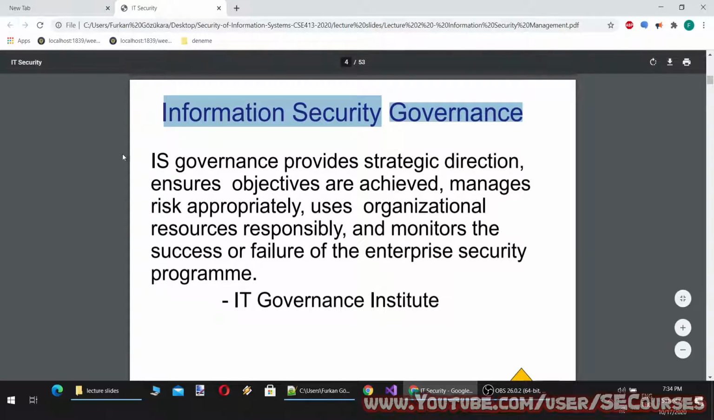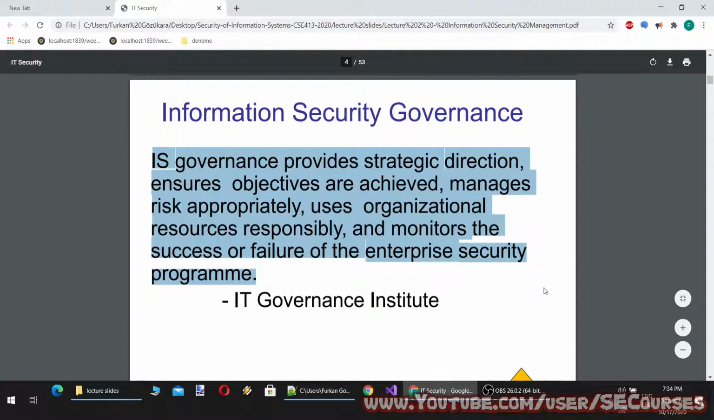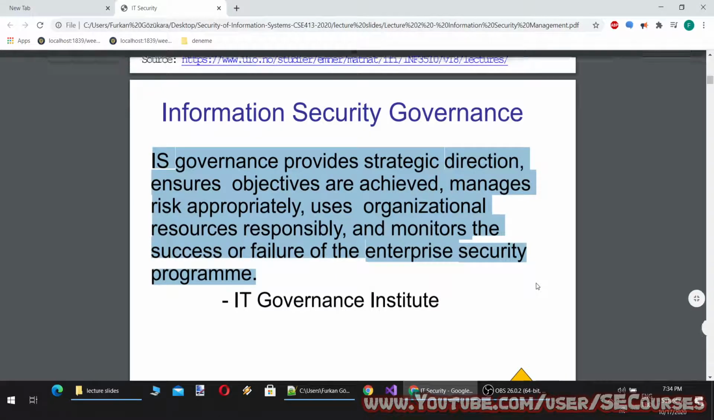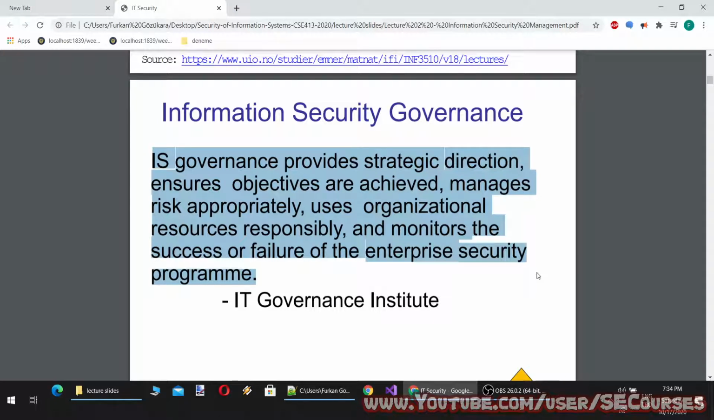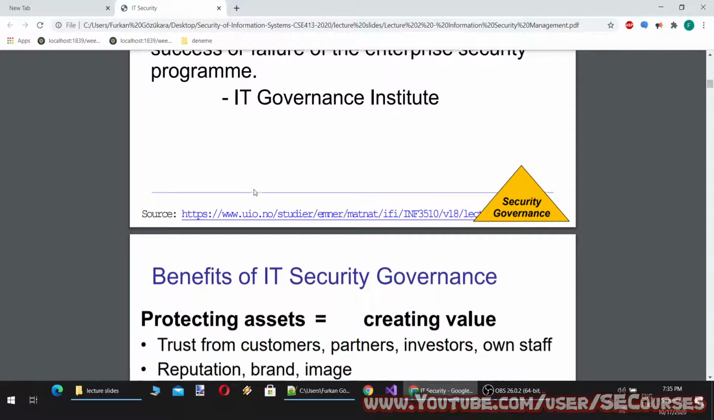Information security governance is governance that provides strategic direction, ensures objectives are achieved, manages risk appropriately, uses organizational resources responsibly, and monitors the success or failure of the enterprise security program. So, this is written by the IT Governance Institute.